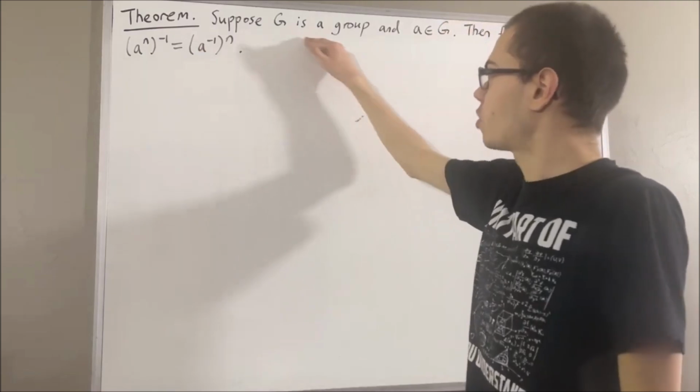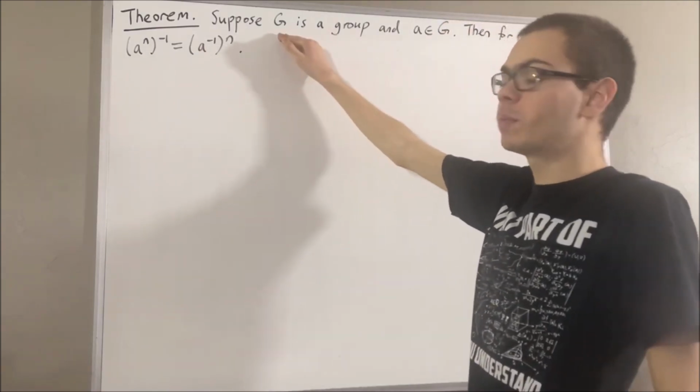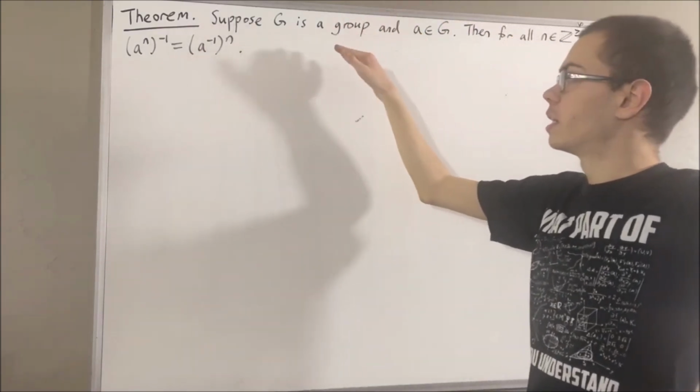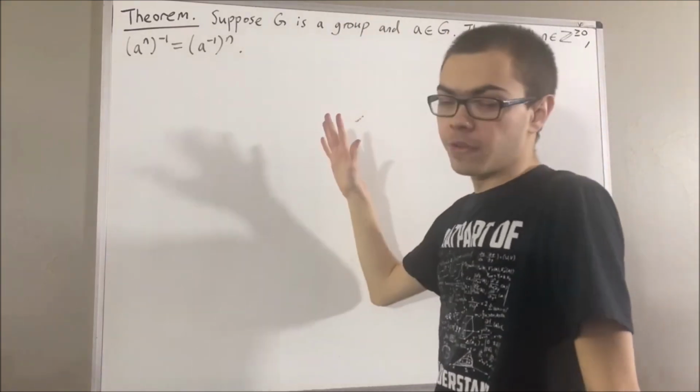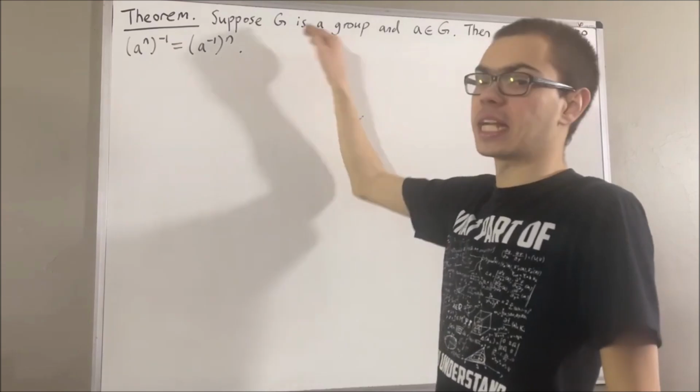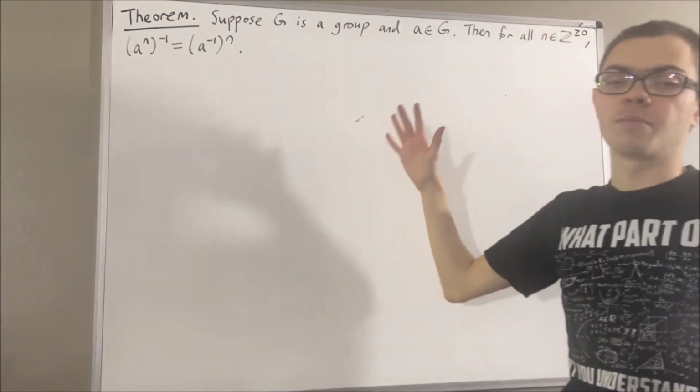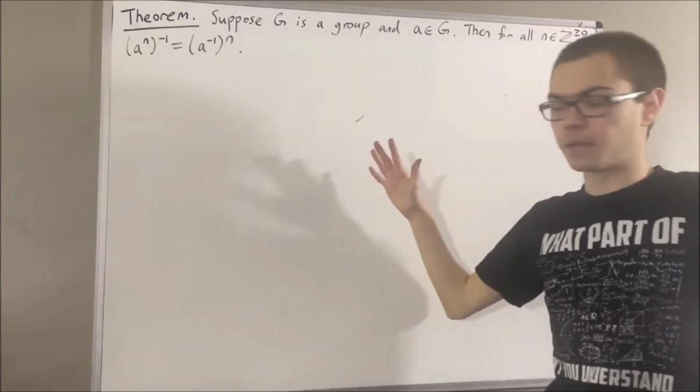Now, since G is a group, this means that G is equipped with a binary operation. G is closed under that binary operation. Associativity holds. G has an identity element, and every element of G has an inverse.